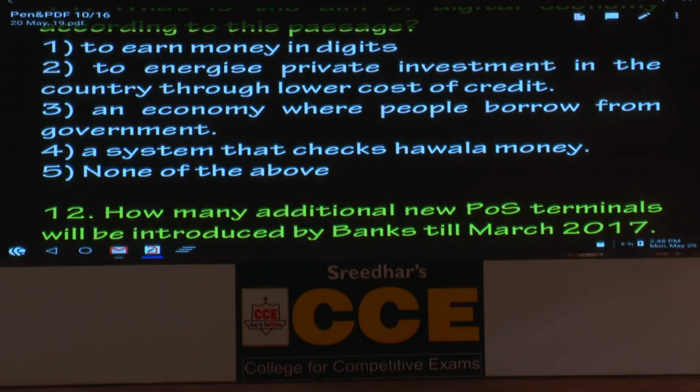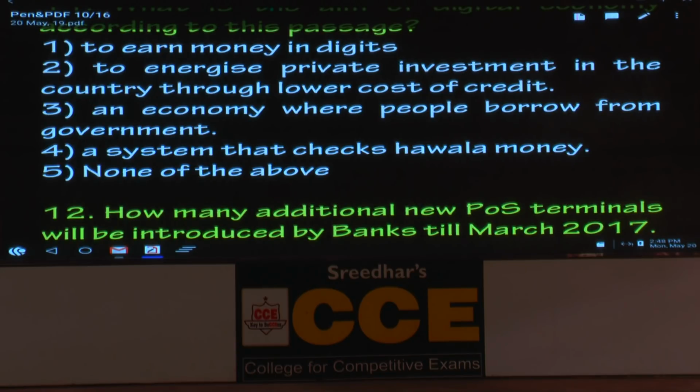But here, all of you please go to the first paragraph and the last sentence. Please go to page 3, passage, first paragraph, the last sentence. He talks about why they are interested in the digital economy and what is the objective. He takes the reader in a particular way. In the first paragraph, the last sentence talks about what? This in turn is expected to energize private investment in the country through lower cost of credit. Do you see that? Yes or no?